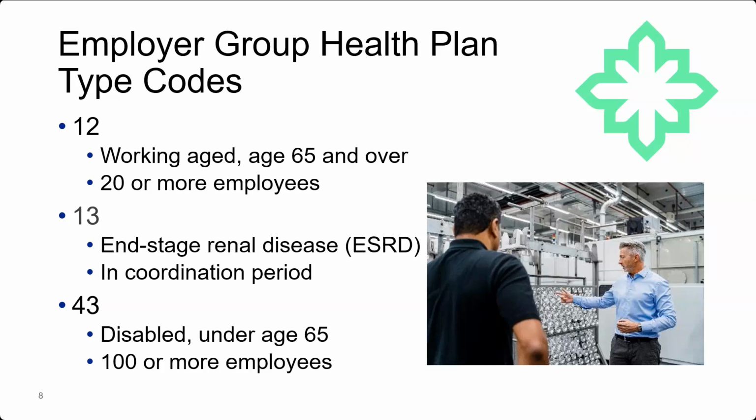So here's a couple of things to keep in mind. In the Medicare system, the type code 12 represents working aged people age 65 and older who have 20 or more employees. Well, what is working aged? It means that the person themselves or their spouse is working, because you can be eligible under a spouse. There's a couple of other people you can be eligible, but those are the two most common types.